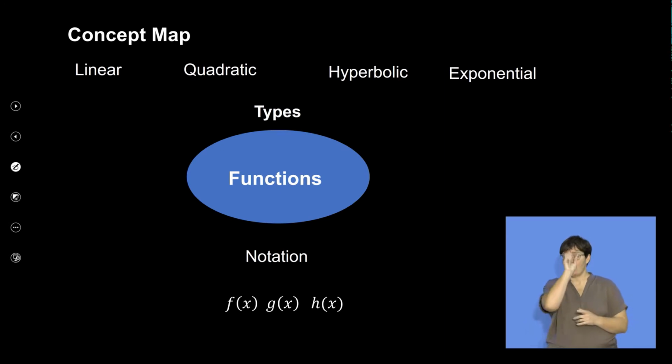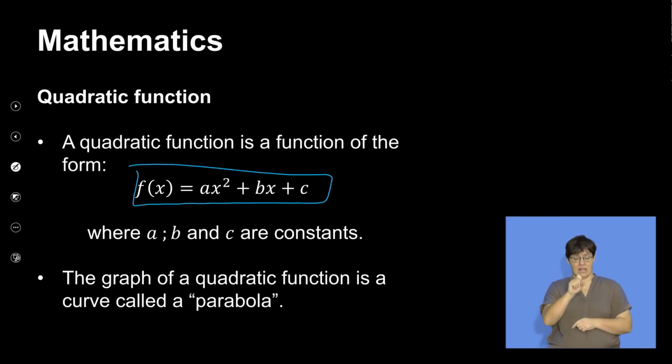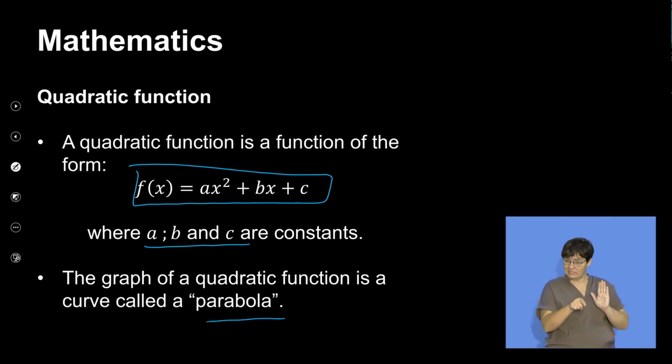Now remember that in the types of functions we have, there's 4 of them. And the most important thing is notation, because we normally use the f, the g, and the h to represent functions. The very first function that we need to look at is the quadratic function, which is a function of the form f of x equals ax squared plus bx plus c. And we know that the a, the b, and the c are constants, right? And the graph of a quadratic function is normally called a parabola. That one we do know.